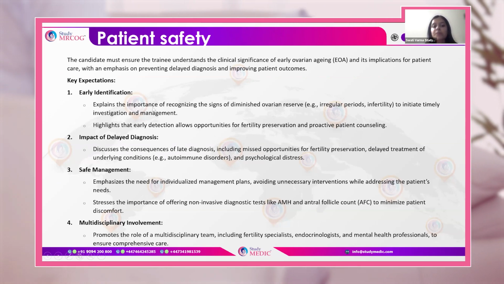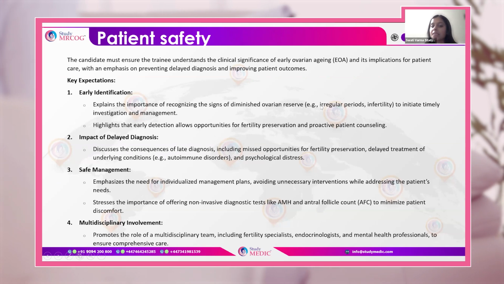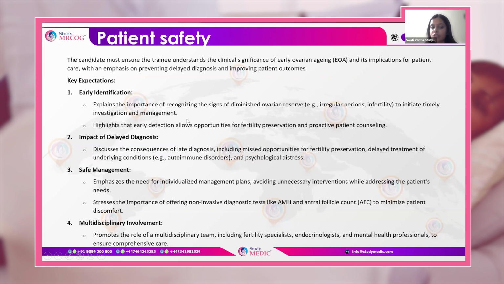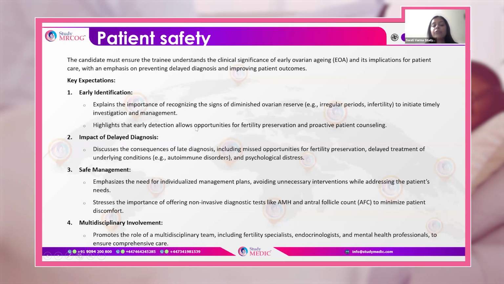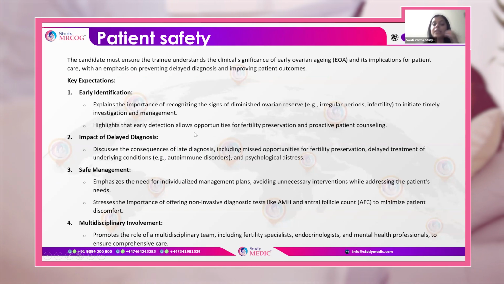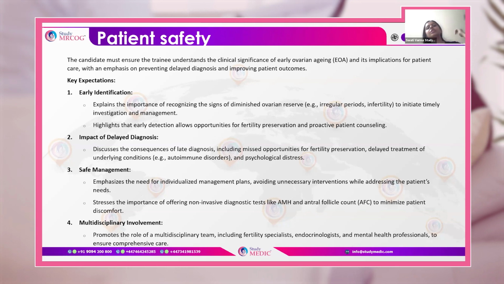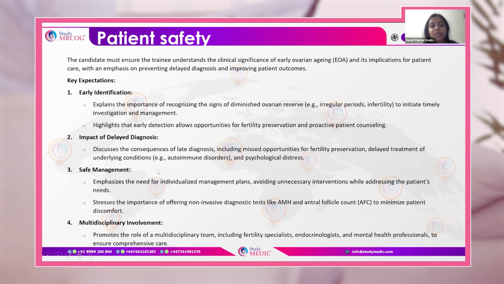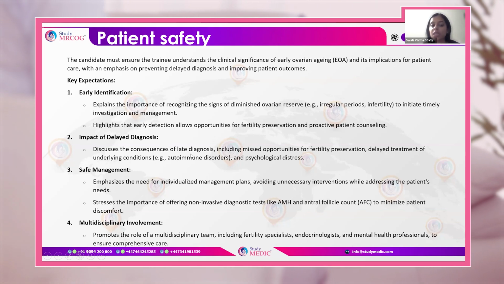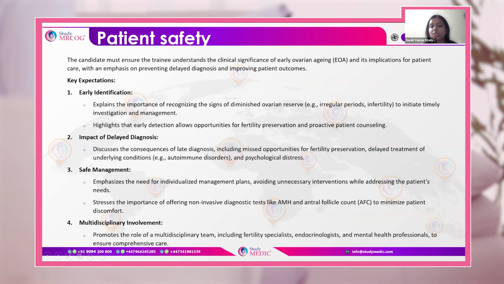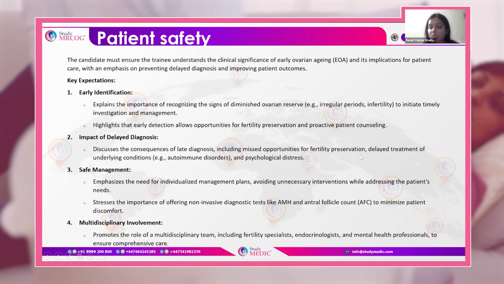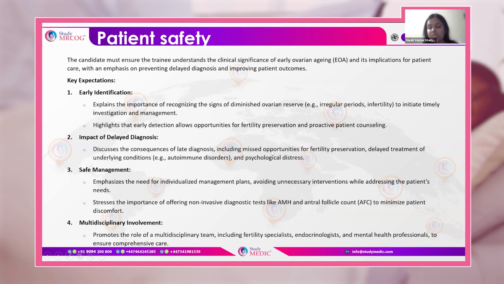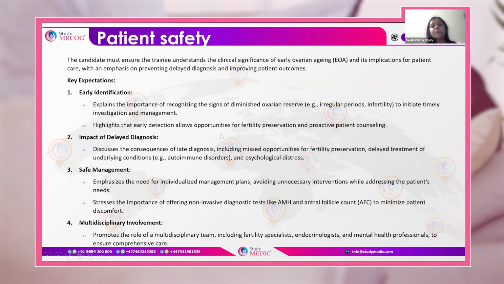You have to explain the importance of recognizing the signs so that you can initiate timely investigation and management. You have to emphasize this point that early detection allows opportunities for fertility preservation as well as counseling. Next important safety point is you have to discuss the consequence of late diagnosis with the patient, including missed opportunities for fertility preservation and psychological distress. That's a very important safety point.